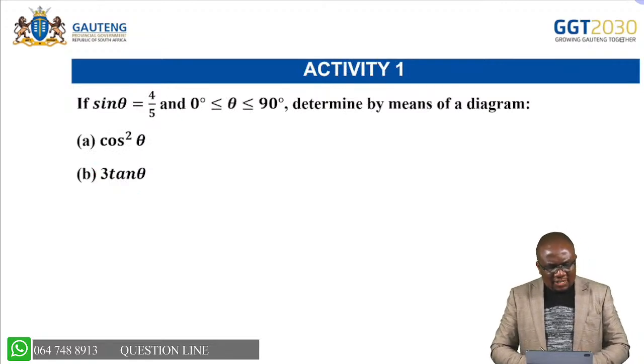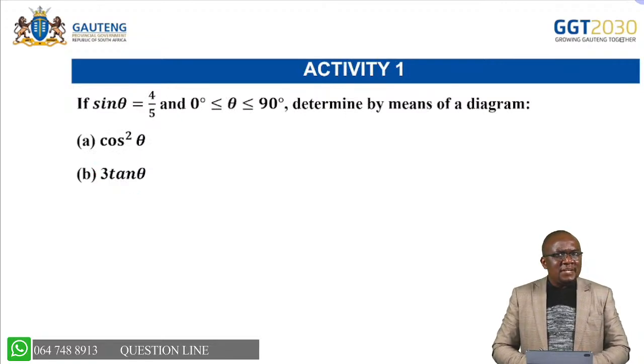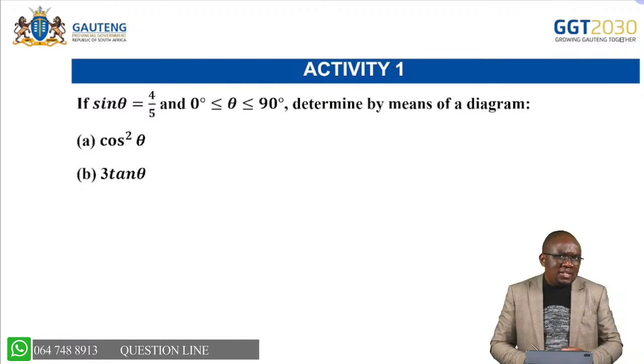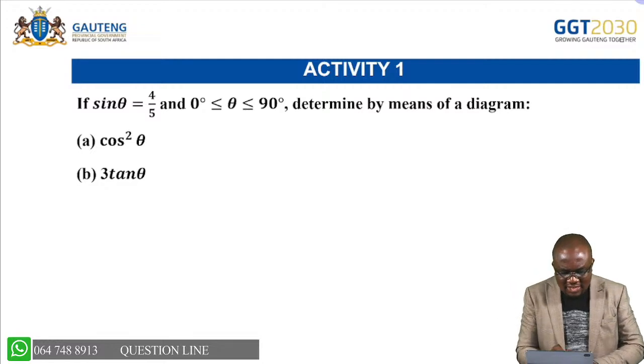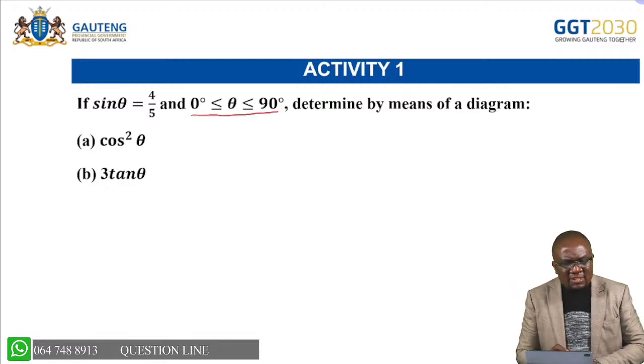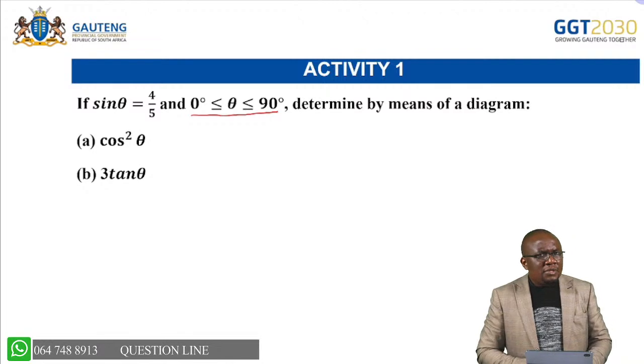If sine theta is 4/5, this is interesting. Already my trigonometric ratio is on its own. I don't need to isolate anything. And then the angle is between 0 and 90 degrees. Interesting again. Which quadrant is this?